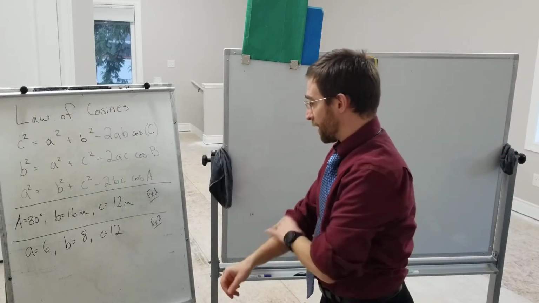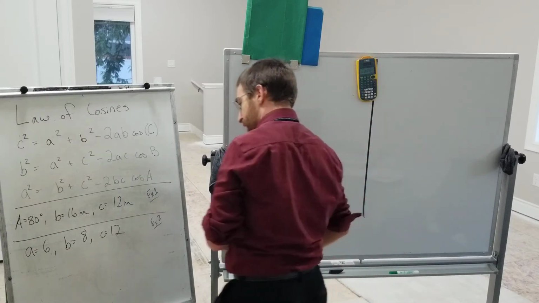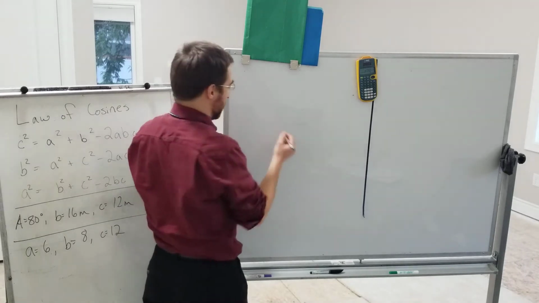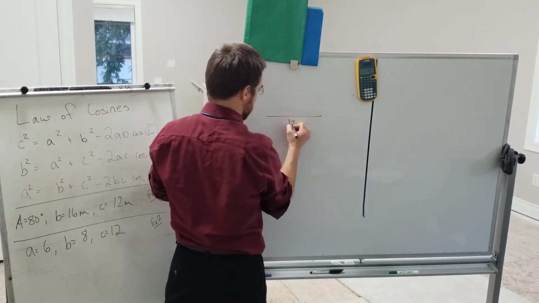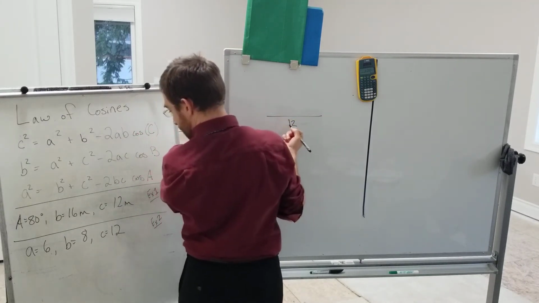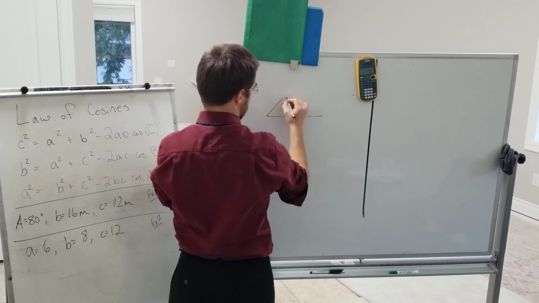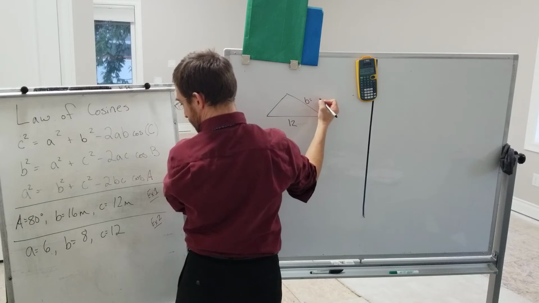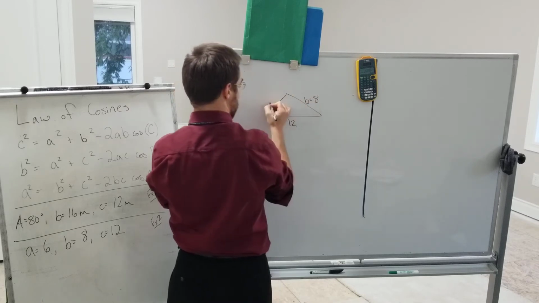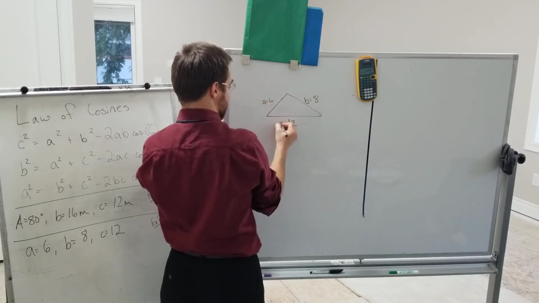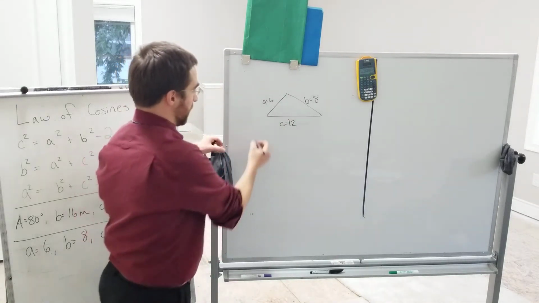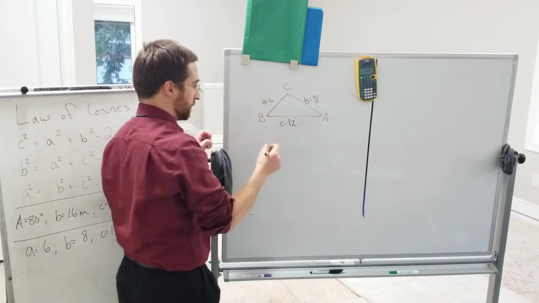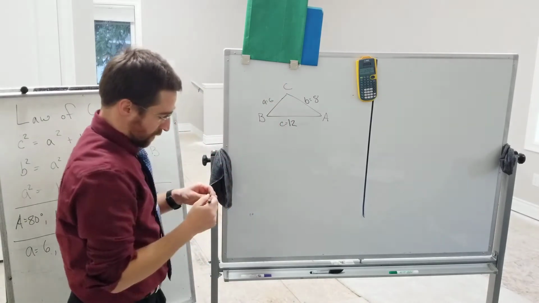All right, so we've got side A equals 6, side B equals 8, side C equals 12. So I just like to put the longest side on the bottom. So 12 is side C. So A and B. So B equals 8, A equals 6, C equals 12. So we have angle B, angle A, angle C.